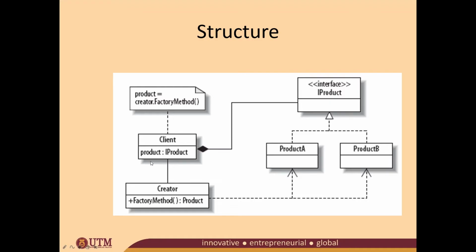And the client will link to the creator and request for the actions, or call upon the operations of which specific product, A or product B. Then the creator will decide which product will be called, instead of the interface or the client itself. So we just call upon the creator, but which one to be called based on the condition is up to the creator class here.